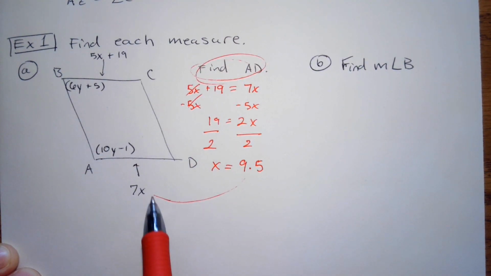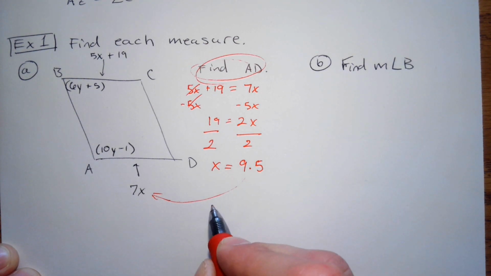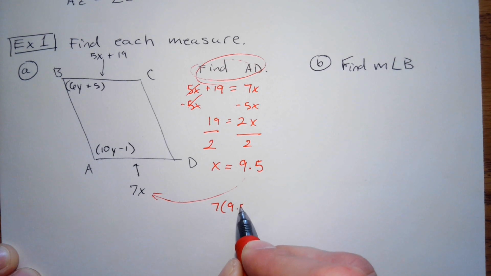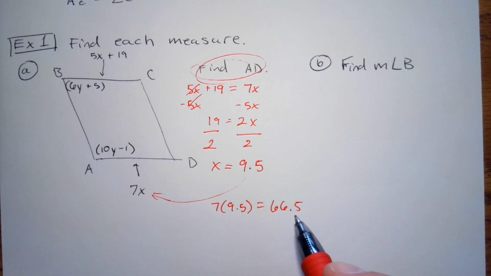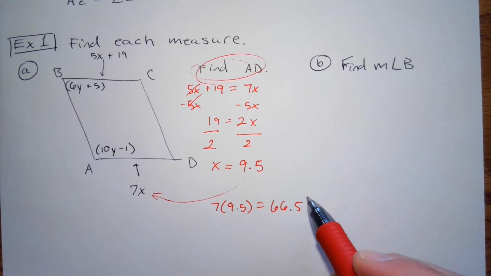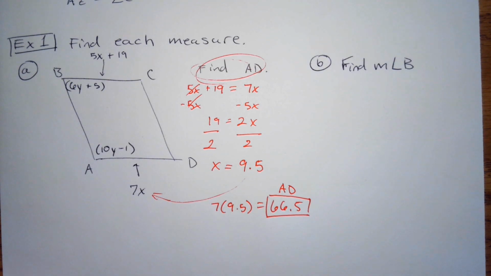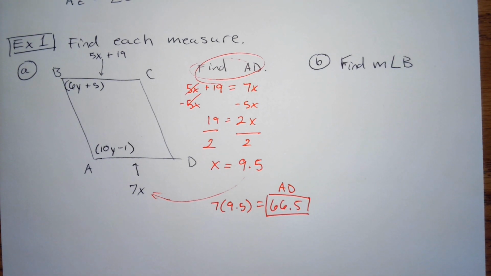But we are not finished because it's asking for AD. So I have to plug that back in. 9.5 times 7, that's 66.5, right? So that's what the side length is for AD. We don't write the bar on top because we're talking about the length. Questions on that? It should be pretty straightforward.